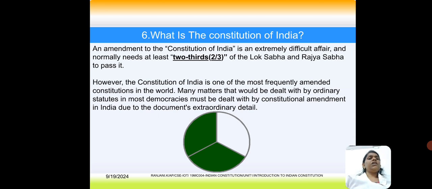However, the Constitution of India is one of the most frequently amended constitutions in the world. Many matters that would be dealt with by ordinary statute in other democracies must be done by constitutional amendment in India, due to the document's extraordinary detail.